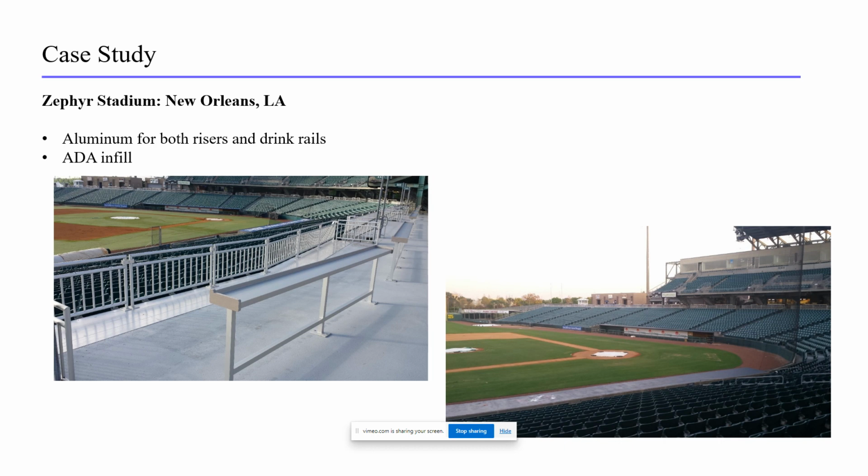At Zephyr Stadium in New Orleans, we used very similar components, but changed the riser materials to be aluminum to make an ADA infill off of the concourse of this outdoor stadium. This allowed the stadium to add required ADA infill space. It's removable, and at the same time saves time and money compared to using concrete. We also added the aluminum drink rails that you can see here in the photo.